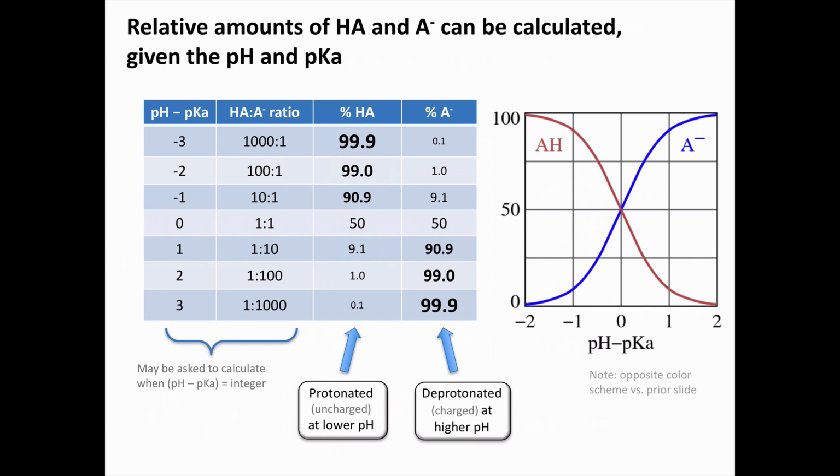The third column here again shows that HA, the protonated uncharged form of a weak acid, will predominate at lower pH levels, and the fourth column shows that A-, the deprotonated charged form, predominates at higher pH levels.